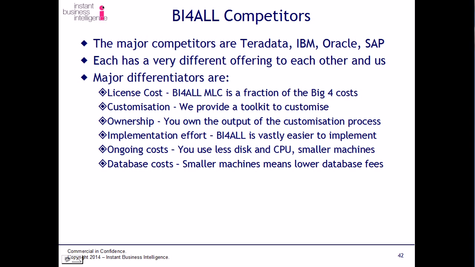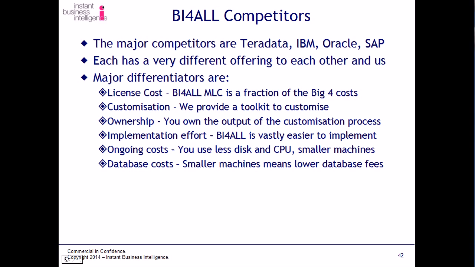Ongoing costs. You use less disk and CPU and therefore smaller machines for exactly the same result. For an equivalent capability, no loss of capability in the database space, we can get you up and running with less disk and less CPU and smaller machines. Obviously, the only one of those four who doesn't sell you hardware is SAP, although they'd be very happy to sell you some HP machines, right? So Teradata, IBM, Oracle are all selling you hardware, and so selling you more hardware is good, right?